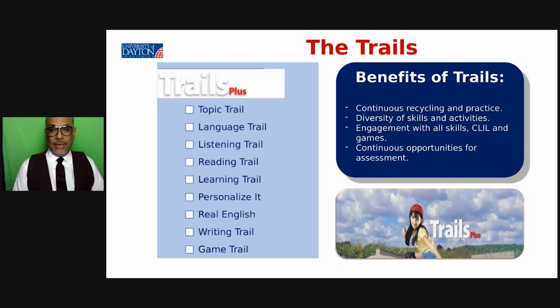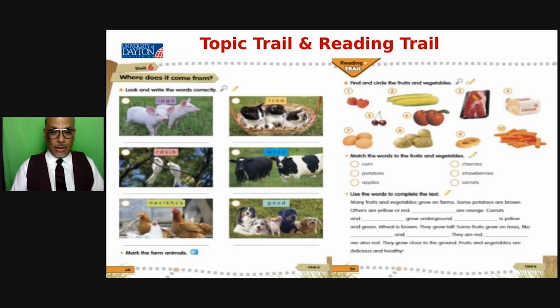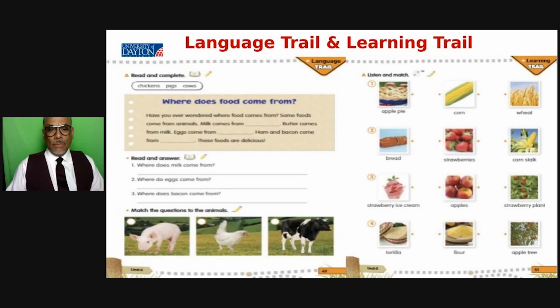Real English is a very interesting section. I think I will be able to show you a little bit more about it, because now I will go one by one. Topic trail and reading trail, as I was telling you, is the contextualization of the topic or the theme in every unit. Then we have the language trail and the learning trail, in which students are exposed, let's say, to the new elements regarding grammar and vocabulary in the unit.